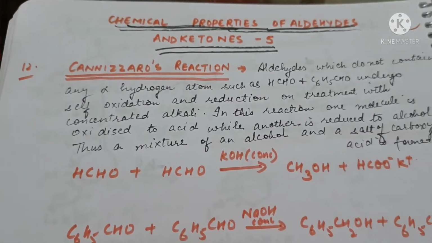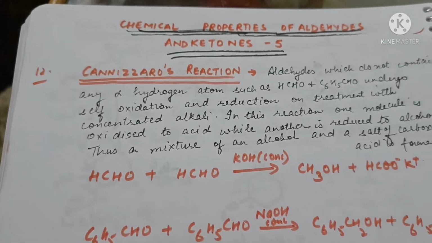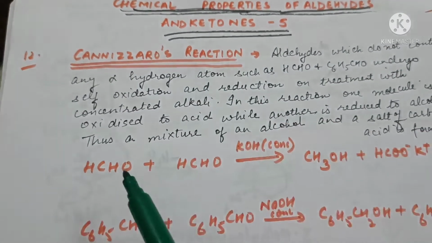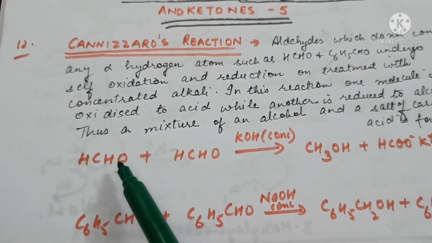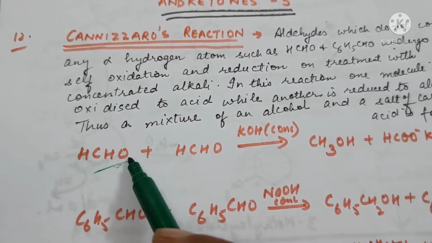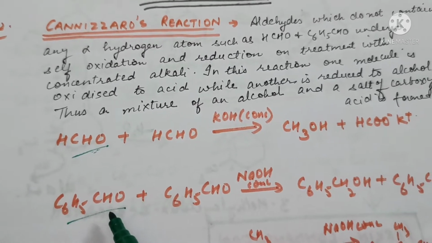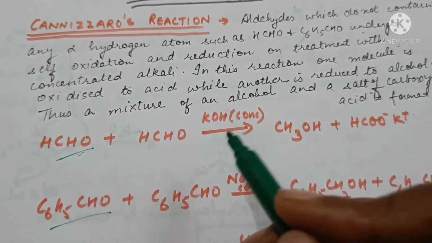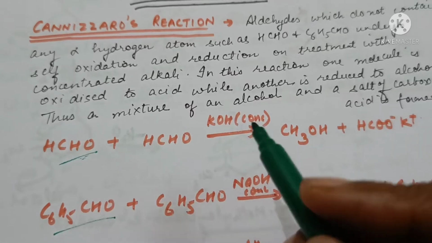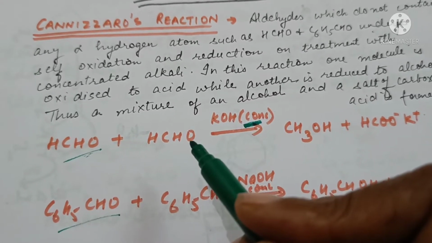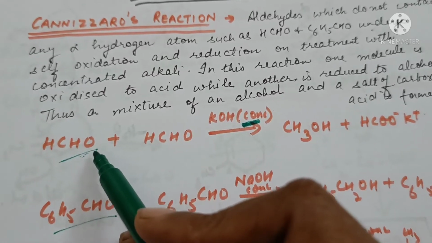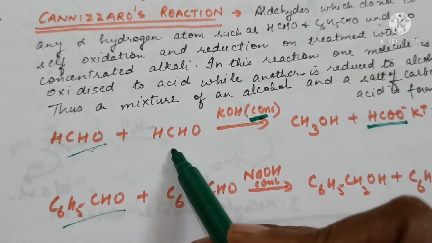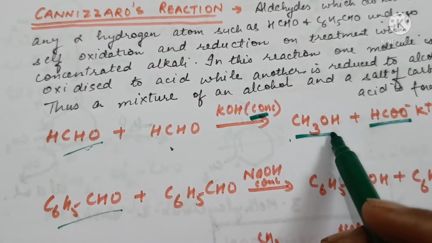We are doing chemical properties of aldehydes and ketones, and this is our video number 5. So the reaction is the Cannizzaro reaction. Aldehydes which do not contain any alpha hydrogen atoms, such as HCHO or C6H5CHO benzaldehyde, will undergo self-oxidation as well as reduction on treatment with concentrated alkali. So one will get oxidized to acid salt and the other will get reduced to alcohol.